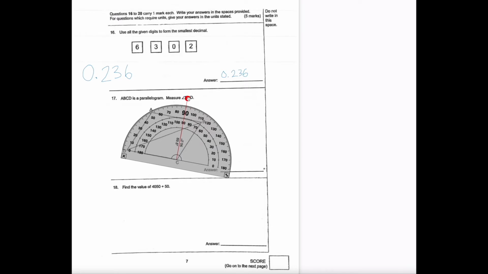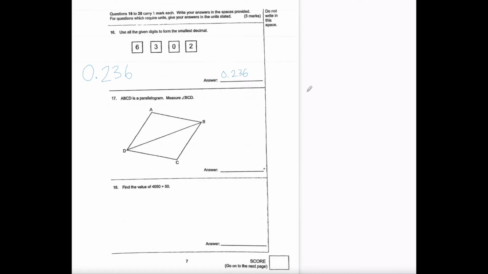So let's move the red line towards this angle, and you realize that my angle is 113. Because I'm starting from here, I'm measuring from 0 all the way to 113. You can see it from here also, 113. I'm going to remove this protractor and just write down my answer. So it's 113 degrees, because it's obtuse.